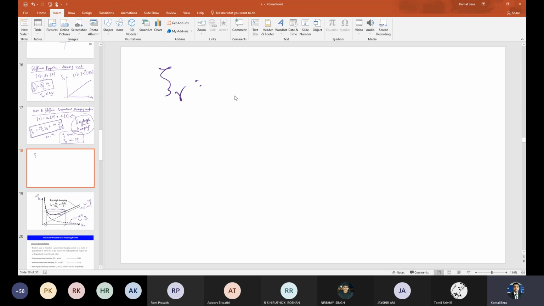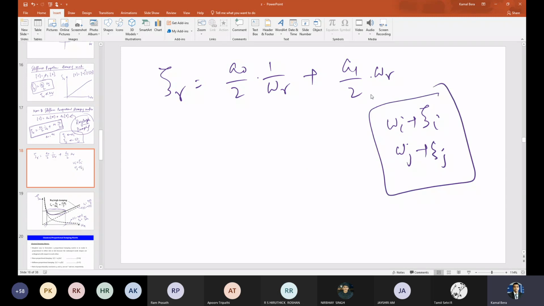So zeta R equals A0 by 2 into 1 by omega R plus A1 by 2 into omega R. R can be anything. So I have given you the two pieces of information: for omega I it is zeta I, and for omega J it is zeta J. So for two modes I have given you the modal damping ratio. Substitute there, you will get two equations. Solve it to get A0 and A1. Tell me what A0 and A1 are. Did anybody not understand what I am asking you to do? Please reply.